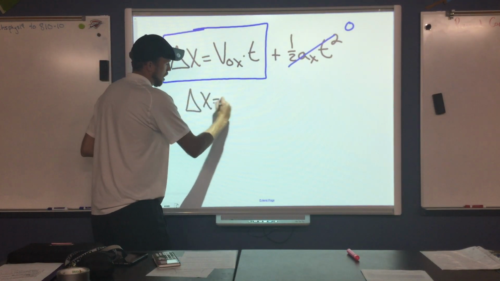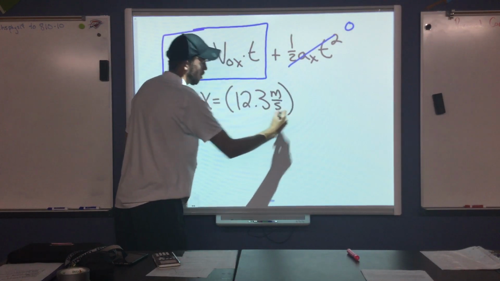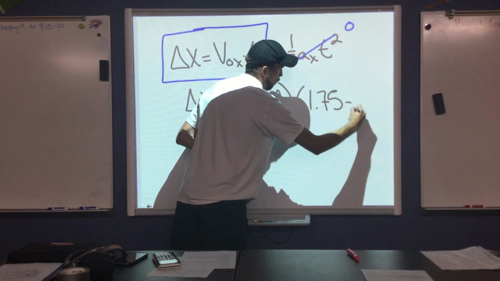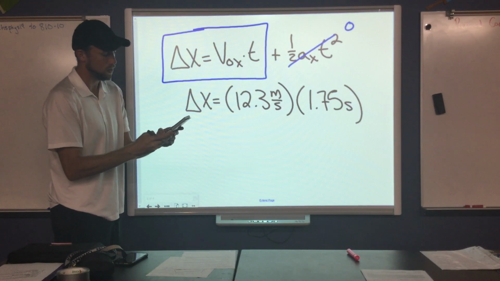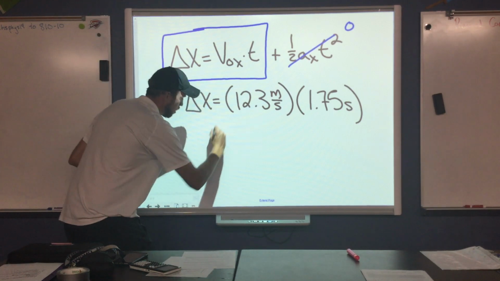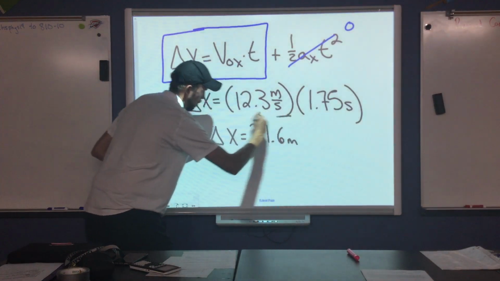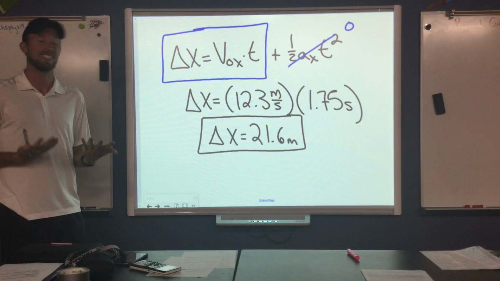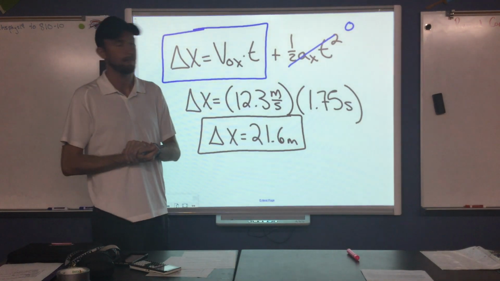So delta x is equal to our initial velocity in the x, which we determined with the trig function to be 12.3, multiplied by the time value that we just solved for, 1.75 seconds. So we will multiply those values together, and we end up getting a delta x of about 21.56, round that up to 21.6 meters. So if we were throwing the ball with our friend under these conditions, they would need to be standing approximately 21.6 meters away.